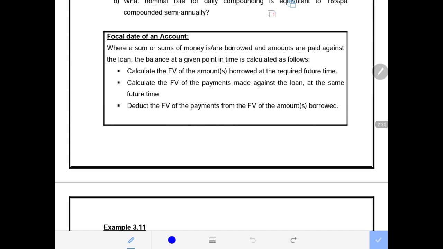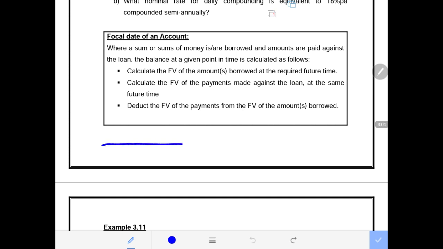And if you see there it says amount or amounts, that means you can borrow amounts at different time intervals, and I will explain that when I'm done with these 3 bullet points. Then it says calculate the future value of the payments made against the loan at the same future time. Very important theory to master. Then it says deduct the future value of the payments from the future value of the amounts borrowed. Now, what does this mean?